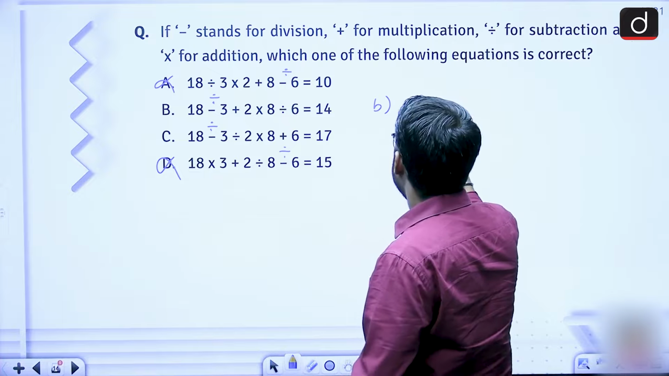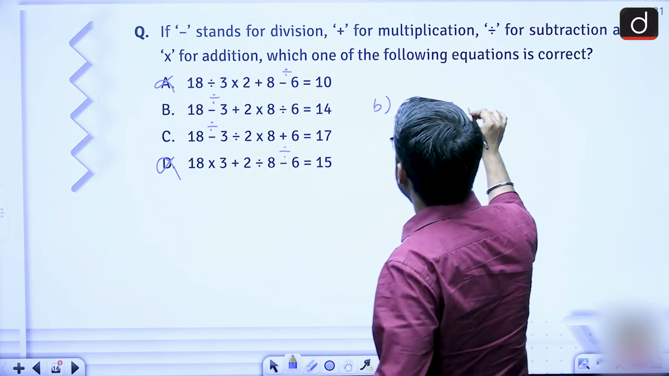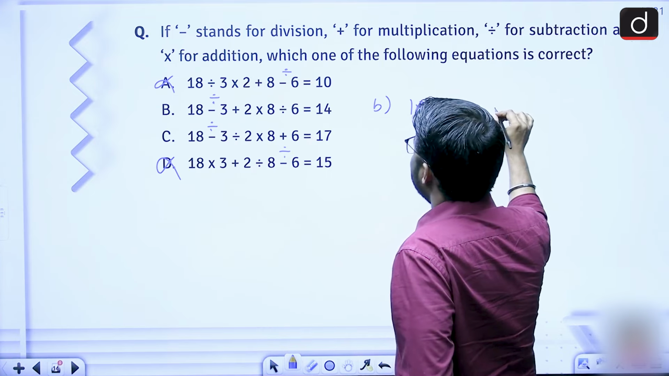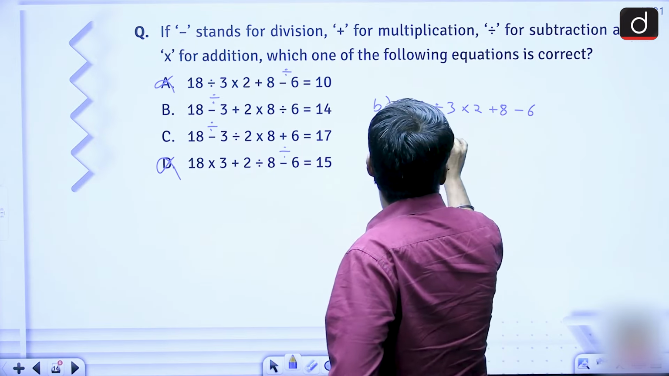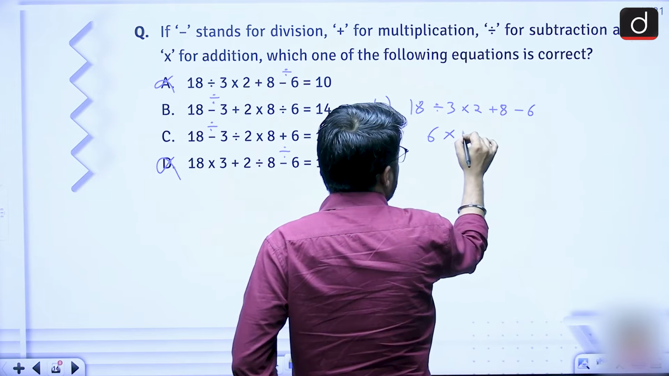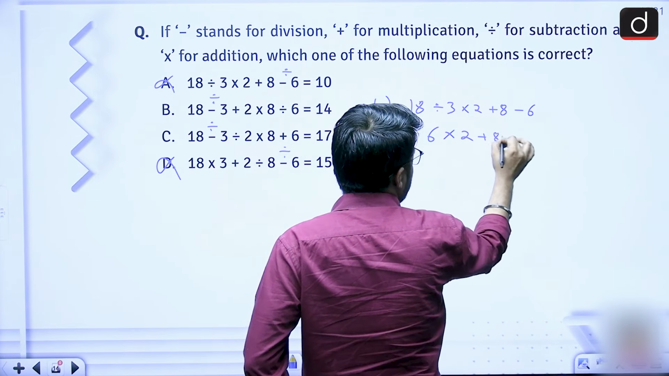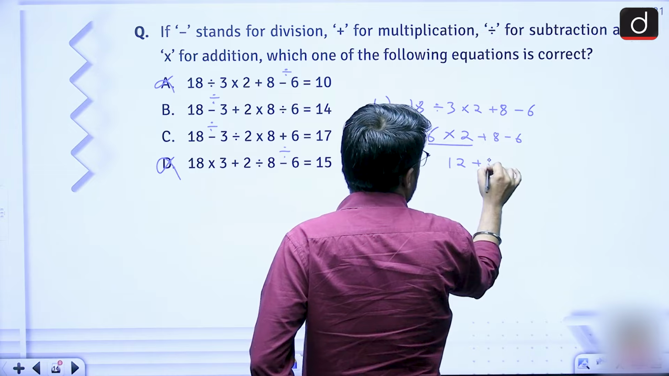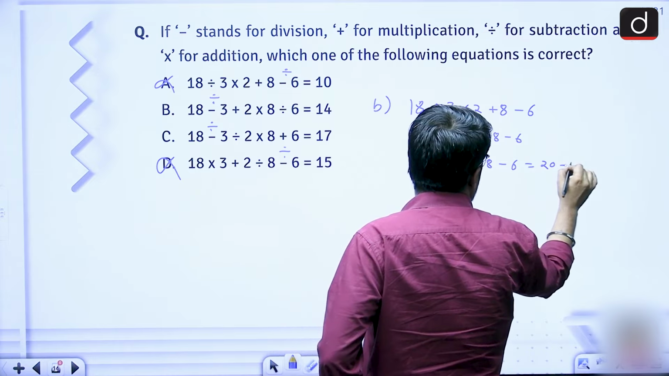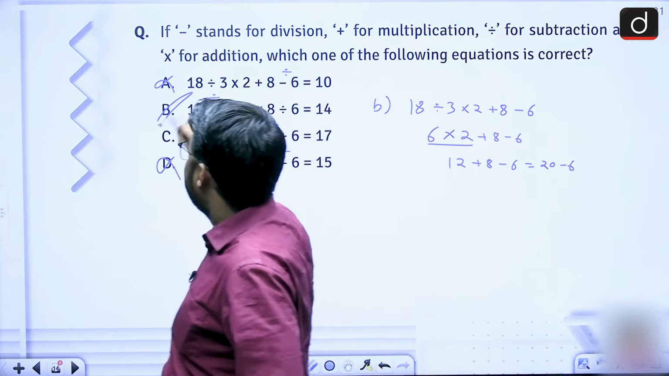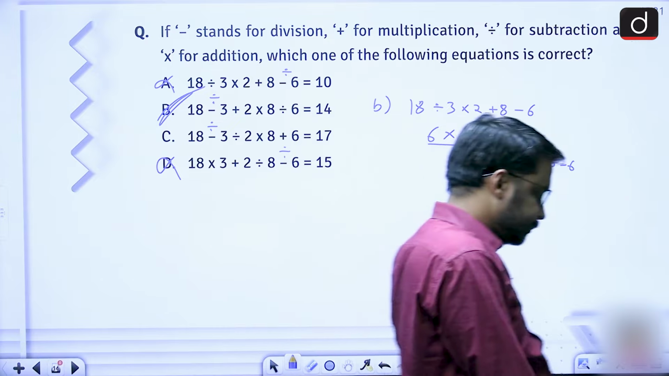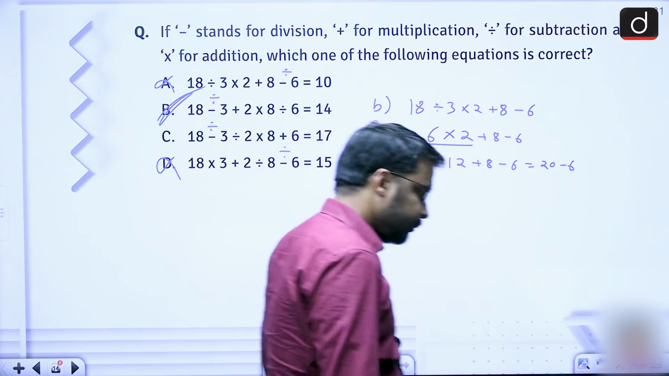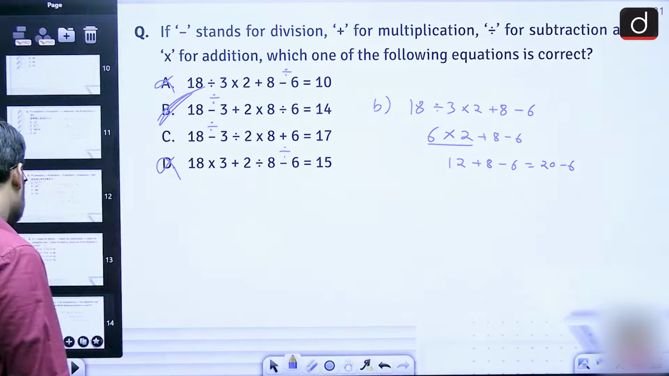So when I solve option B, 18 divided by 3, plus stands for multiply, so multiply by 2, multiply stands for addition, so plus 8, and divide stands for subtraction, minus 6. So this will be 18 divided by 3 is 6, 6 into 2 plus 8 minus 6, this will become 12, 12 plus 8 is 20, 20 minus 6 is 14. So this gave us an answer. So option B was correct. Alright, like this.